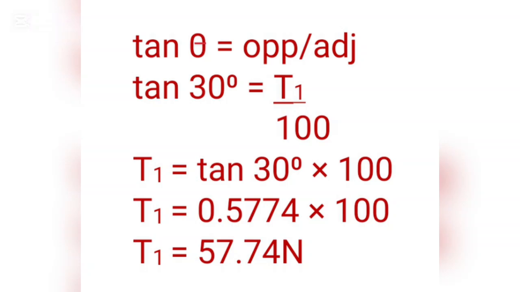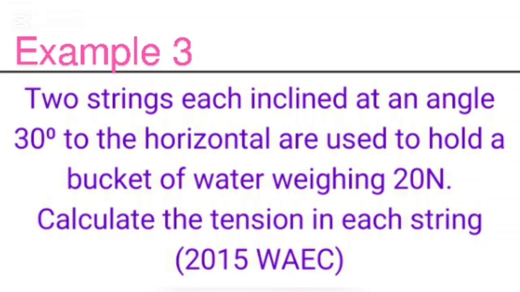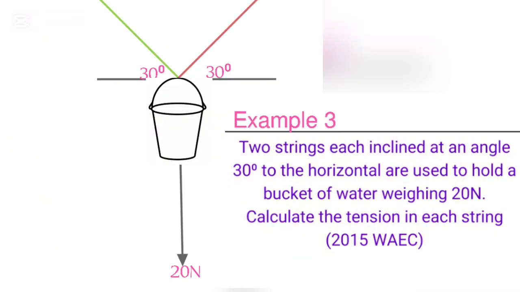Example 3. Two strings, each inclined at an angle 30 degrees to the horizontal, are used to hold a bucket of water weighing 20 Newton. Calculate the tension in each string. What you do, you are not given the diagram in this case. So you carefully draw out the diagram to understand what the question is.